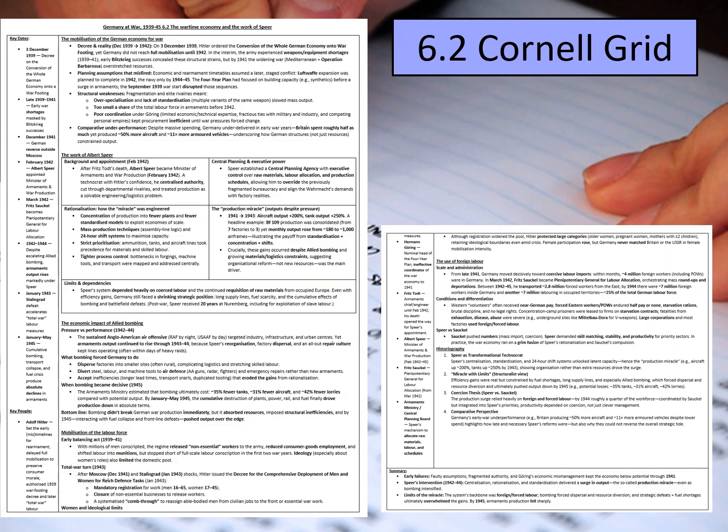Another revision material that you should have in your folders is this 6.2 Cornell grid. This also contains all the key information that I'm going to go through in this video, including a great timeline, which we'll go through now.